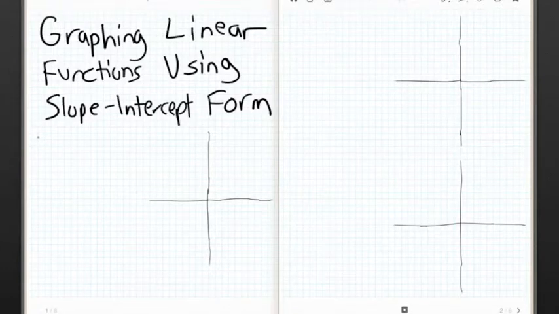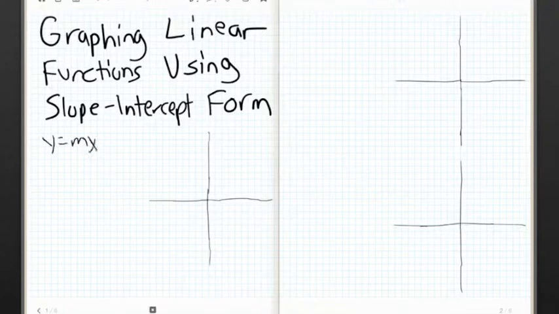Graphing linear functions using slope-intercept form. So we finally made it here after doing lots of work with this all-important formula y equals mx plus b. We are finally going to use it to actually graph functions, and I think you'll see that since we've already been working with it so much, this video is actually going to be pretty easy.